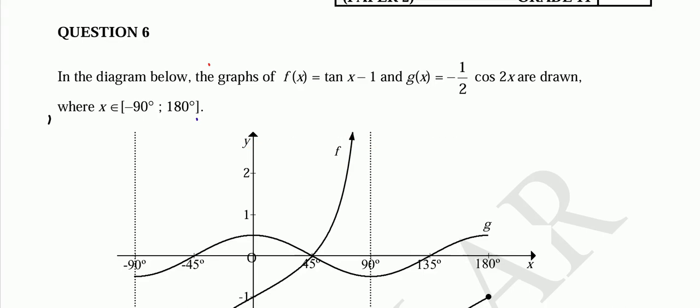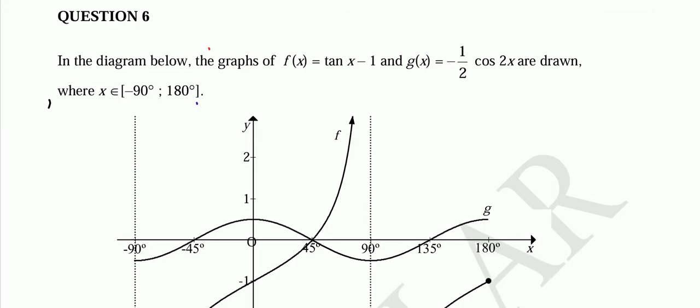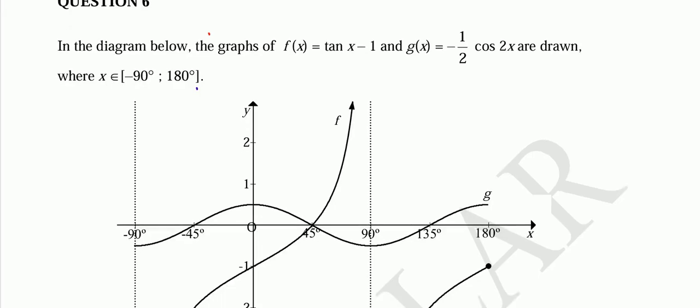Okay, good evening. So today we are focusing on trigonometry, trigonometric functions, grade 11. So we are looking at this question. The question says, in the diagram, the graphs of f of x is equal to tan x minus 1. This means they have shifted our graph of tan x. Then again, we have g of x is equal to negative 1 over 2 cos 2x.